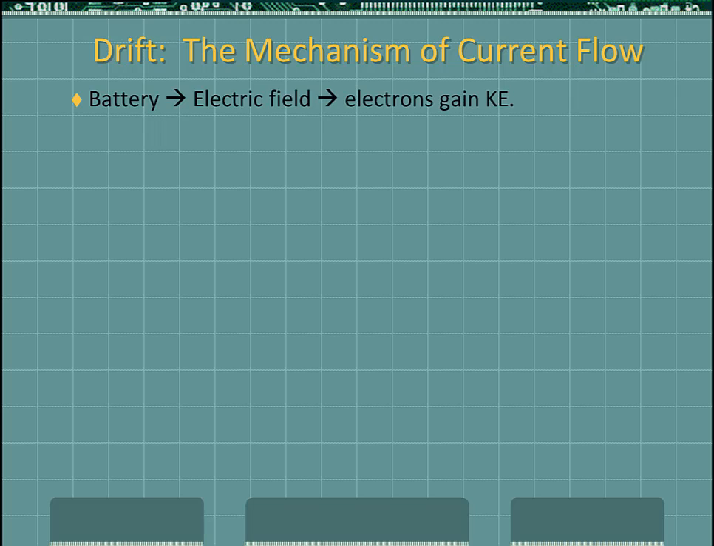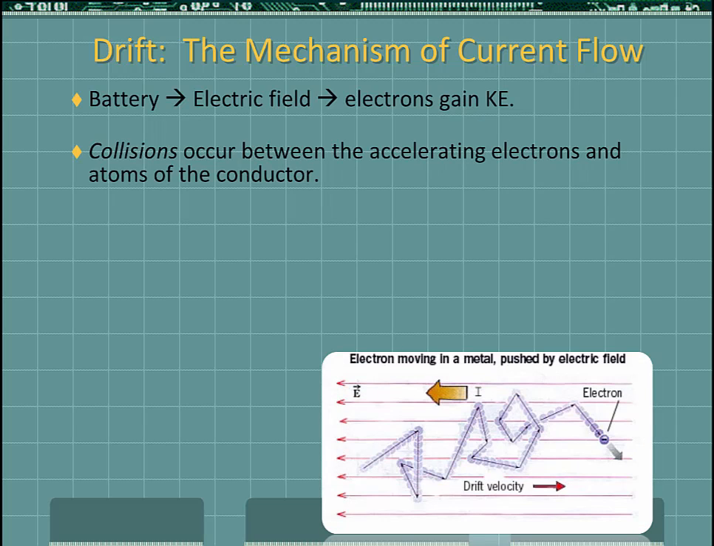The basic idea is a battery sets up an electric field, and then the electrons will gain kinetic energy because they can move. The tricky thing is, though, in real life, the electrons actually collide with the atoms of that conductor, like copper here. So here we have an electric field set up inside a wire, and current is a flow of positive charge. What really happens then is electrons, since they're negative, go against the field. And in real life, they kind of just bounce around there. And that's called the drift velocity.